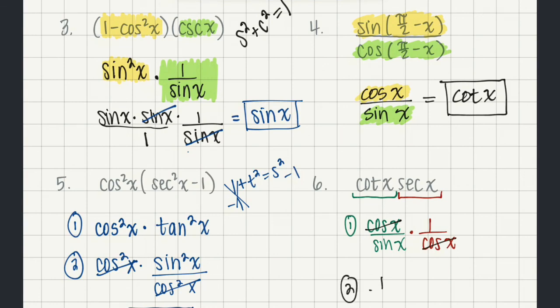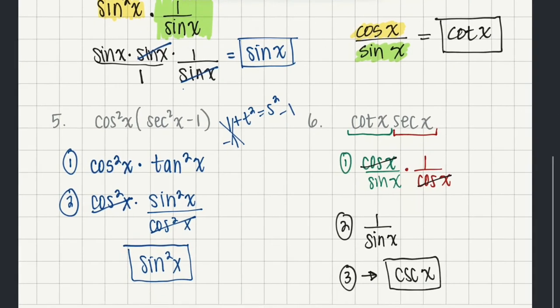Cosine cancels out with cosine. Step 2, I have 1 over sine of x. And our final step, which would be our answer, 1 over sine of x, is cosecant of x.